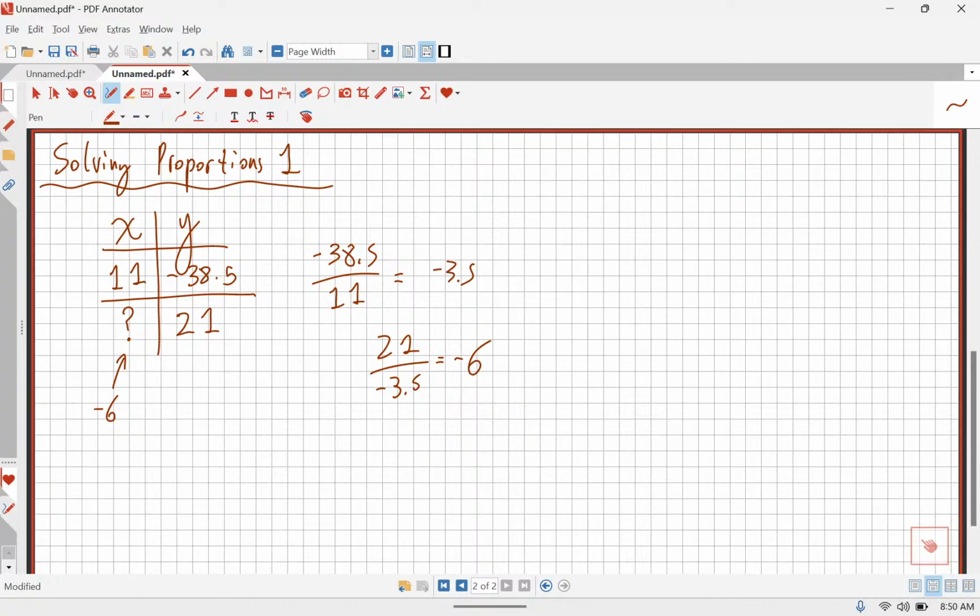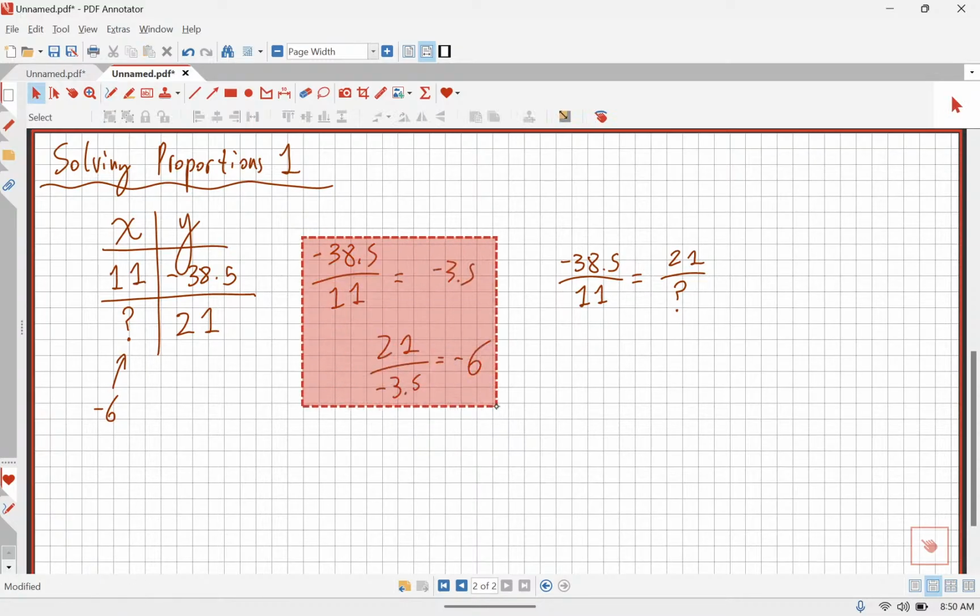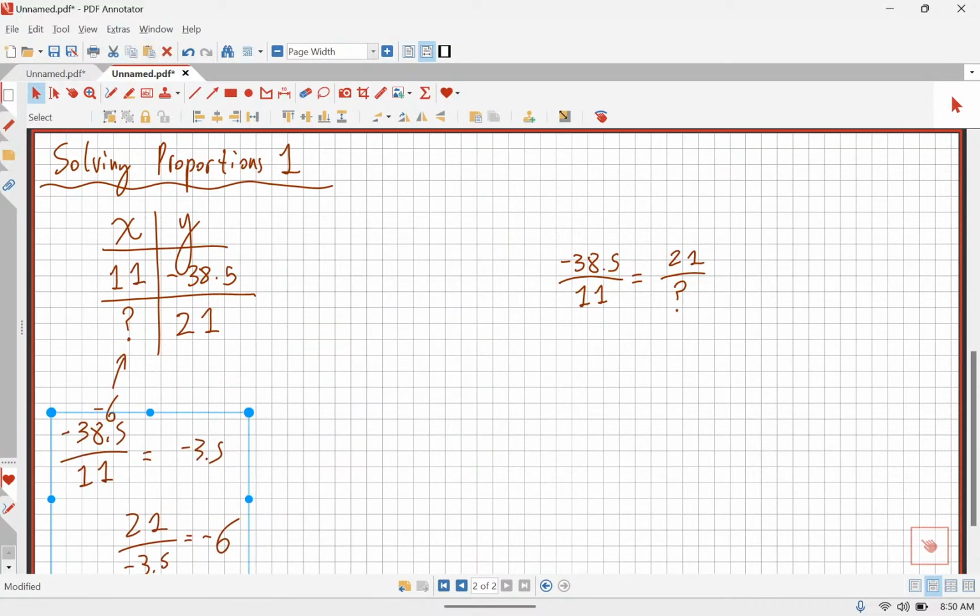Got a pencil? Negative 38.5 divided by 11 is equal to 21 divided by question mark. Will you write that down for me, guys? Make sure you write that down. Negative 38.5 divided by 11 is equal to 21 divided by question mark. Now, you don't necessarily have to set it up this way, but I am going to show you how to set it up this way because that is something that we need to be able to do.